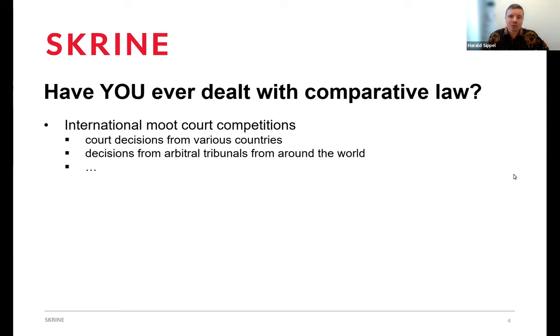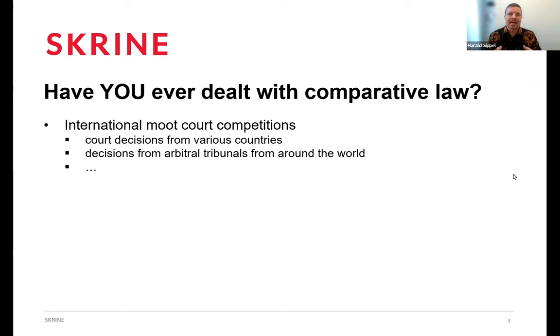Arguably, when you do that, you are dealing with comparative law, because you are studying it systematically. It's more than one jurisdiction. And then, based on everything together, you make an argument. This, of course, only works in a moot court competition, because in real life you cannot use a rule from this country and a rule from that country and so on and so forth. But that's not the point here.